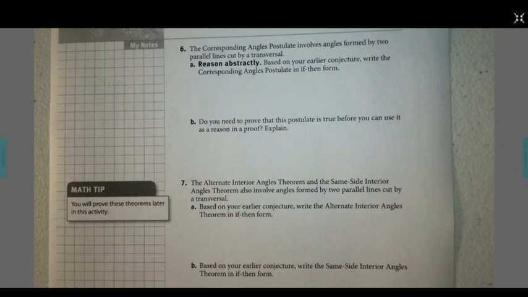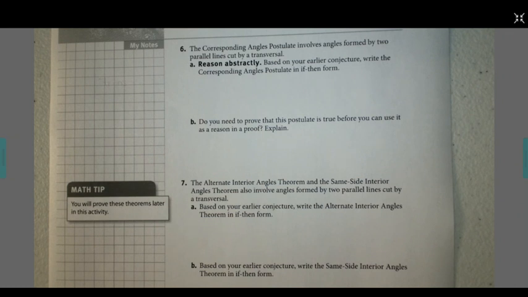Right, we are now going to be covering the third section of lesson 7-1, which covers questions 6 and 7. Questions 6 and 7, section 3. Number 6 states, the corresponding angle postulate involves angles formed by two parallel lines cut by a transversal. Based on your earlier conjecture, write the corresponding angle postulate in if-then form.